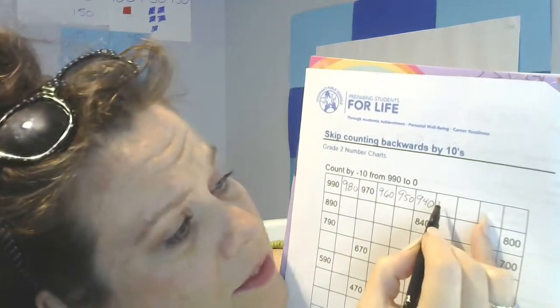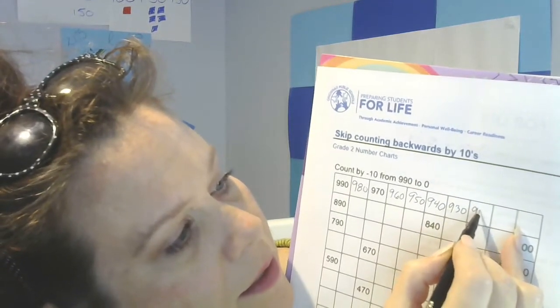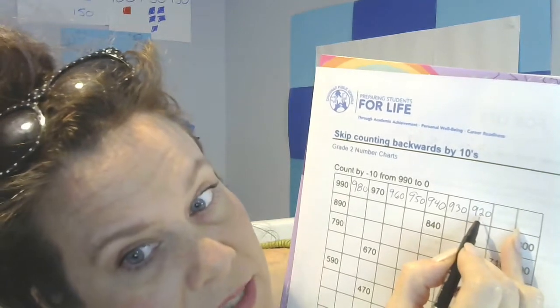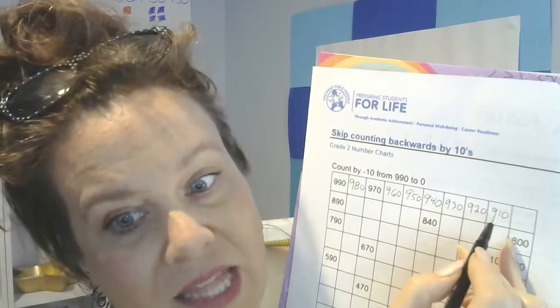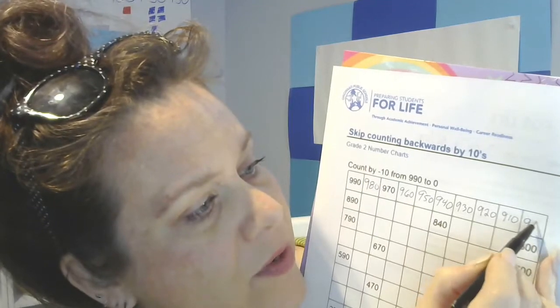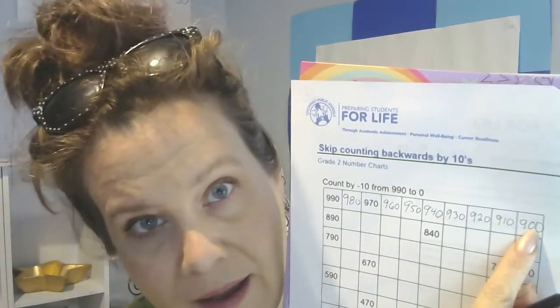6 tens. I'm going to take another 10 away. 950. Take another 10 away. 940. Oops, I'm going the wrong way. There we go. Take off another 10. 930. Take another 10. 920. Take another 10. I'll only have 1 10 left. 910. If I take that 10 away, I have the number 900.